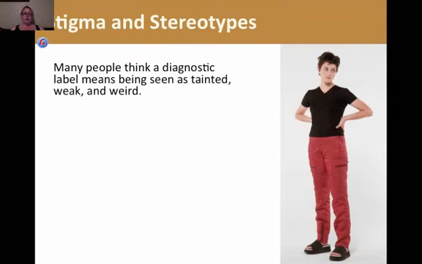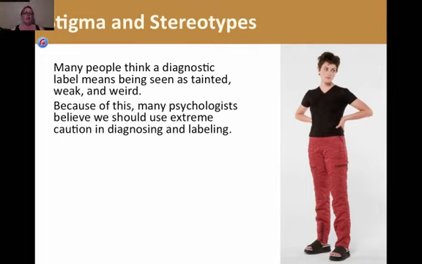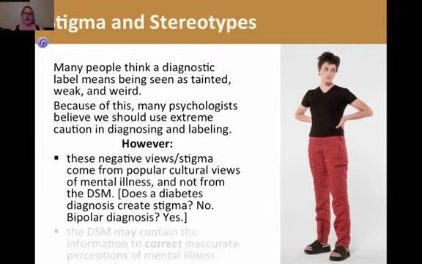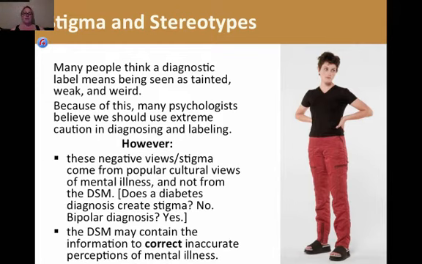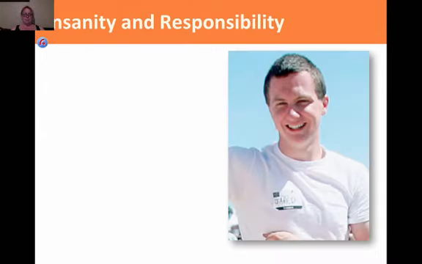There's also the issue of stigma and stereotypes. Many people think of a diagnostic label as meaning tainted, weird, weak, or something like that. Because of this, psychologists believe that we should use extreme caution in diagnosing and labeling. However, these negative views often come from pop culture, not necessarily the DSM, and the DSM may contain the information to correct inaccurate perceptions of mental illnesses. Popular culture creates this stigma, and maybe if people had a better understanding of the DSM, those stigmas wouldn't exist.